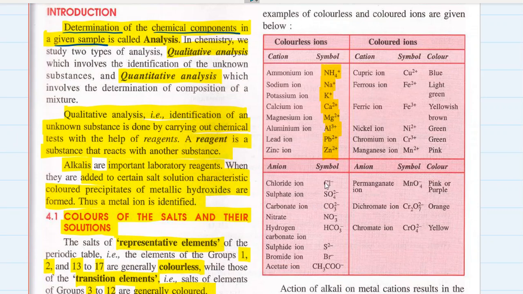Again, in anions or negative ions or non-metallic ions: chloride, sulfate, carbonate, nitrate, hydrogen carbonate, sulfide, bromide, and acetate. These ions are all colorless.